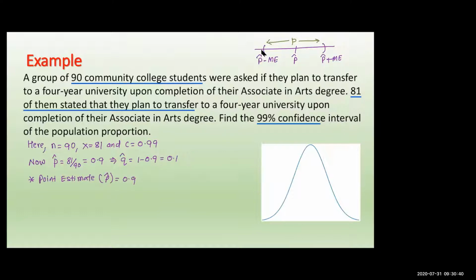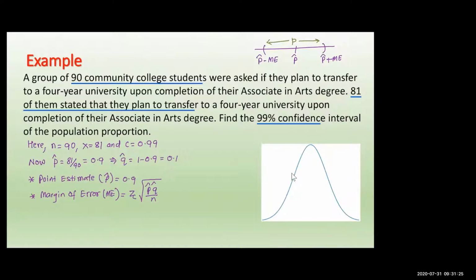Okay, let's find the margin of error, which is ME. If you remember the formula for margin of error, it is Z sub C times the square root of P hat Q hat divided by n. So we have P hat, which is 0.9, Q hat, which is 0.1, n is 90, but we don't have Z sub C. So first, we need to find Z critical at 99% confidence level.